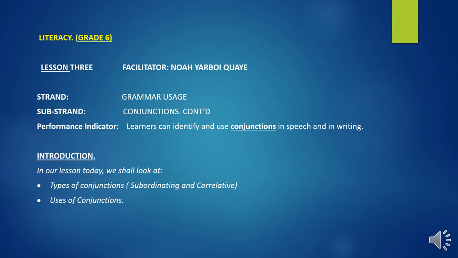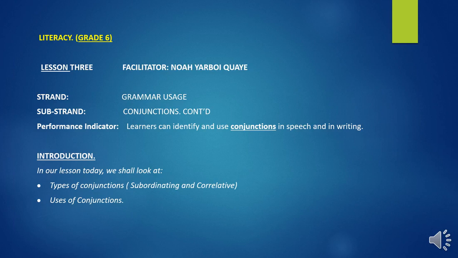And my question is, what are coordinating conjunctions? And what are some examples of coordinating conjunctions? Very good. So coordinating conjunctions are used to join words or sentences that belong to the same family or have the same weight. We got one example: Ama and Kojo. The use of "and" to join Ama and Kojo, a noun joined to a noun. So coordinating conjunctions bring together sentences or words that belong to the same class or that have equal weight.